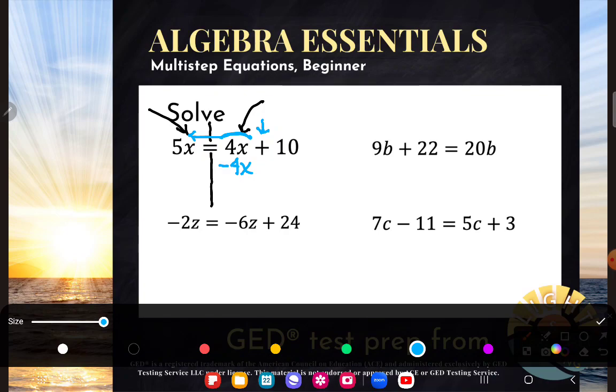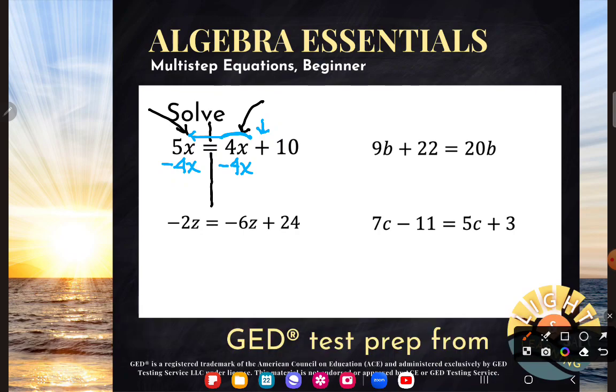You say, can I do that? Can I just move x's around? You can move anything you want as long as you keep your left and your right hand side equivalent. So I will take away 4x there as well. Now be careful. Some of you guys will drop the x on one side. We're not taking away 4. We're taking away 4x in order to keep the left and right hand side equivalent.